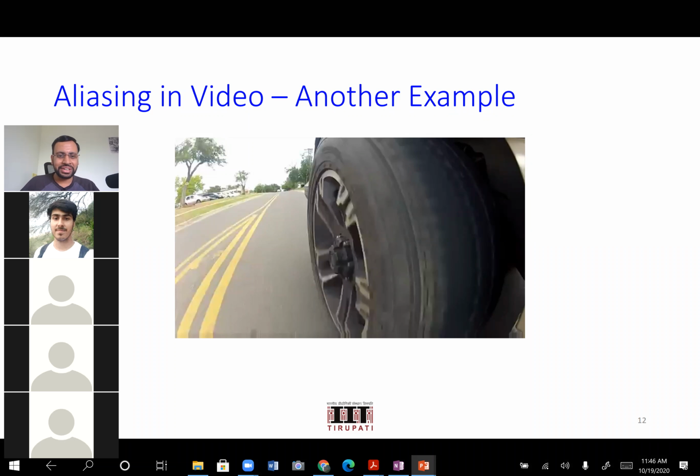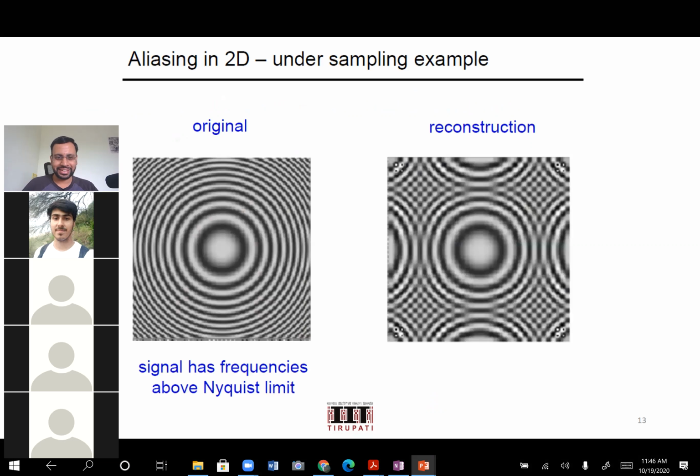Hope then it is clear to everyone. Okay, that's aliasing. Okay, an example.